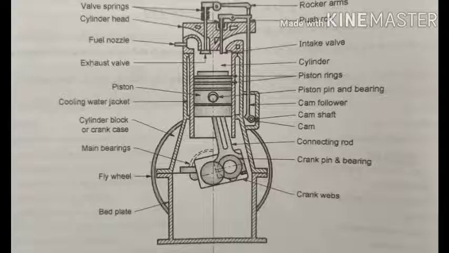Now, next one is the main bearing. The main bearing supports the crankshaft while it is turning. Next one is the crank pin and bearings. This is the bearing between the big end of the connecting rod and the crank pin. Next one is the nozzle.